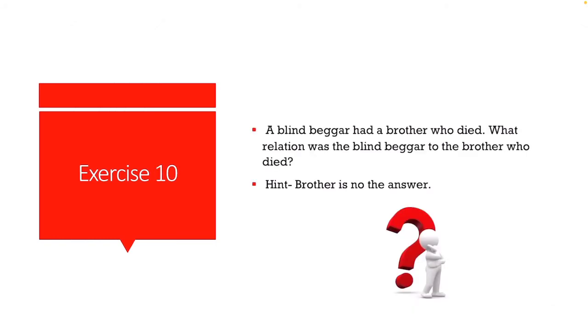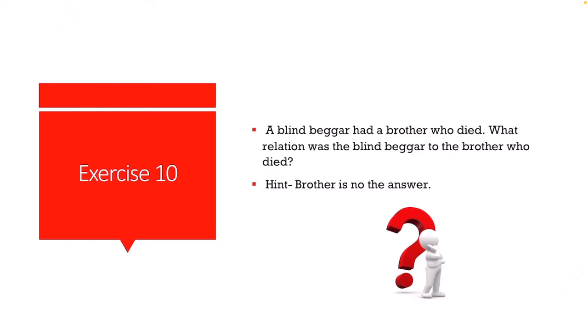Next comes, a blind beggar had a brother who died. What relation was the blind beggar to the brother who died? And they have given a hint that brother is not the answer. It means the blind beggar is not a brother.